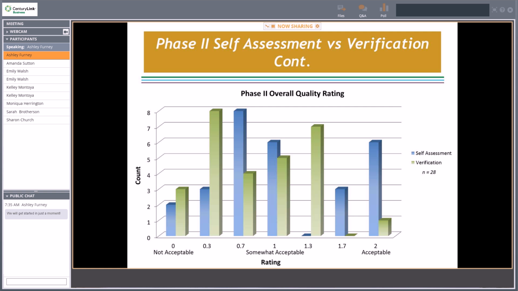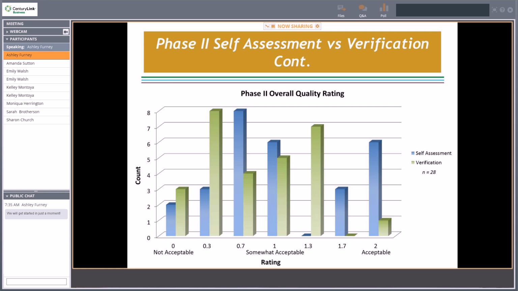And then this last one here shows the breakdown of exact overall quality ratings that were given. So, for example, if we look at those first bars, it shows that the CCBs gave an overall quality rating of 0 2 times, and the state gave an overall quality rating of 0 3 times. We can see the biggest discrepancy is in that 0.3 to 0.7 range. So CCBs are rating closer to somewhat acceptable, while the state's rating closer to not acceptable.